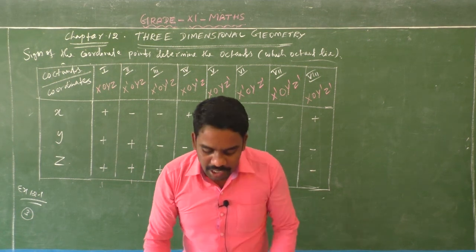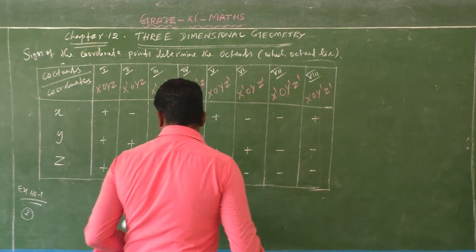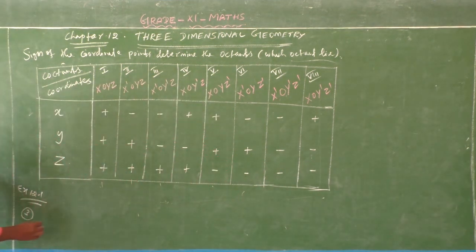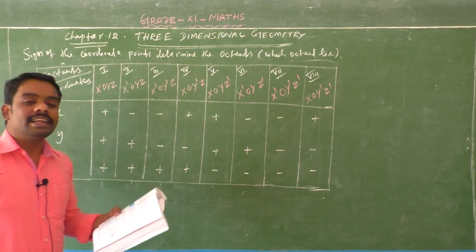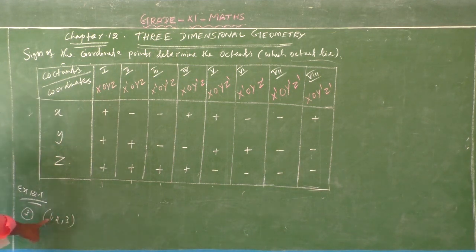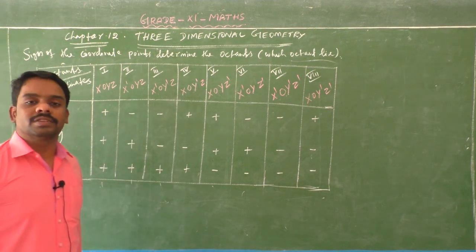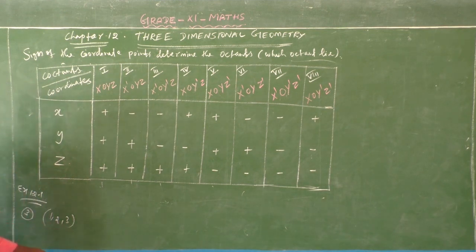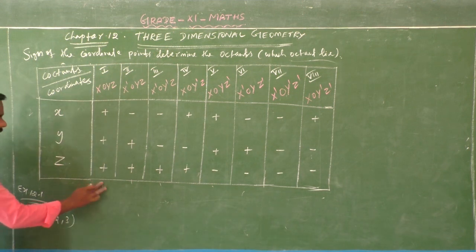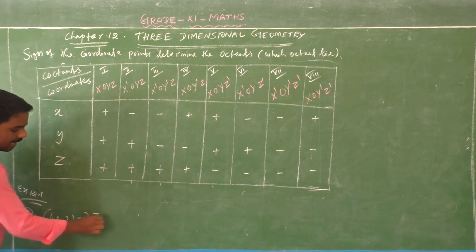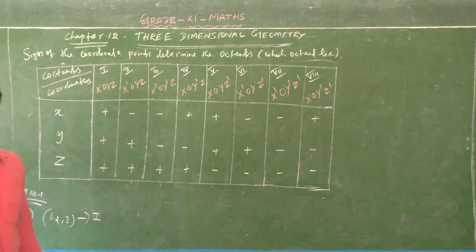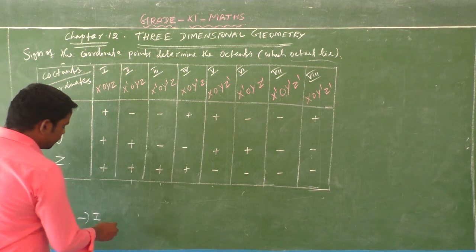Given points, first point (1, 2, 3). Here the x coordinate value is plus 1, the y coordinate value is plus 2 and the z coordinate value is plus 3. Here x, y and z coordinates are all positive. So this point (1, 2, 3) lies in the first octant, that is XOYZ octant.